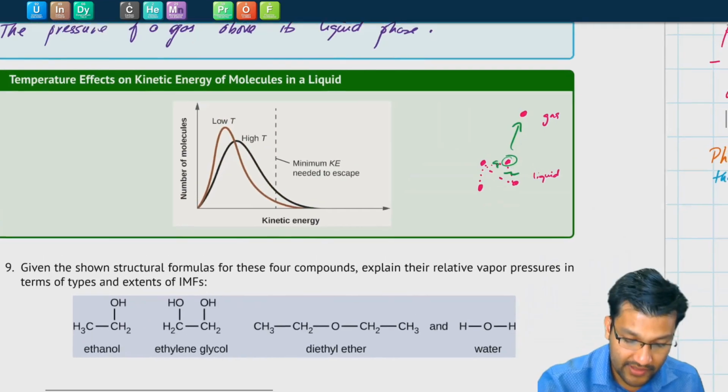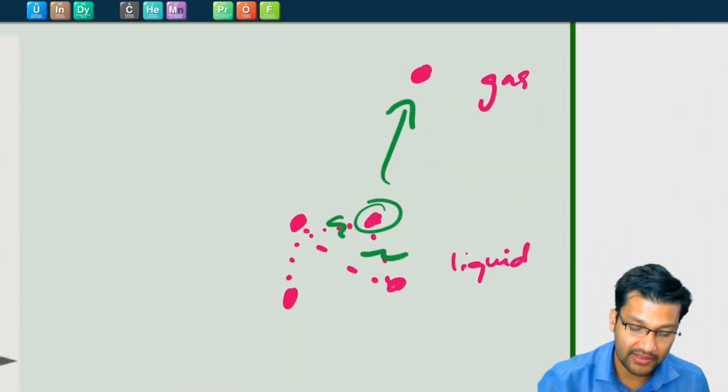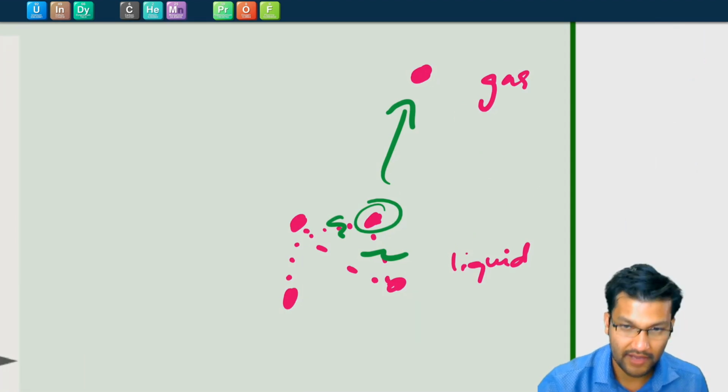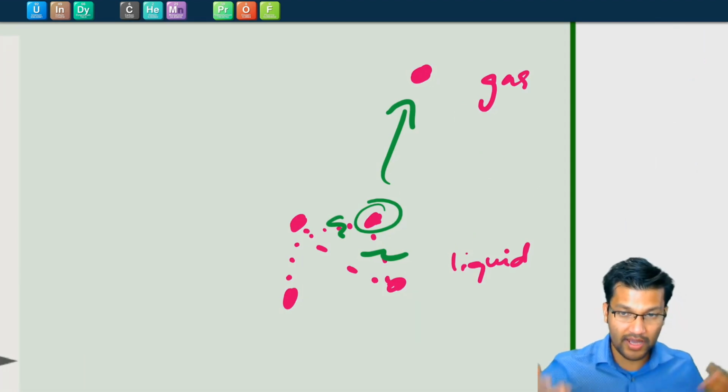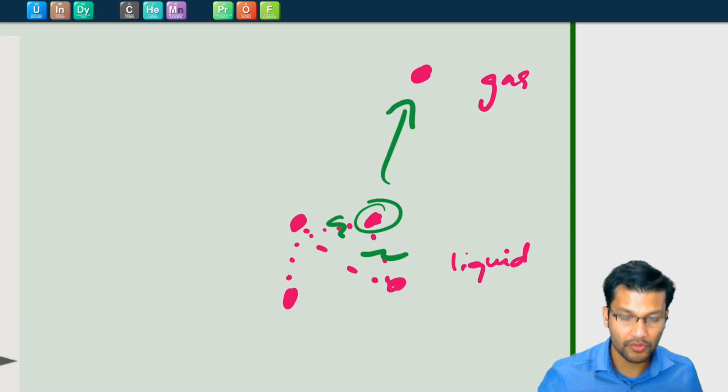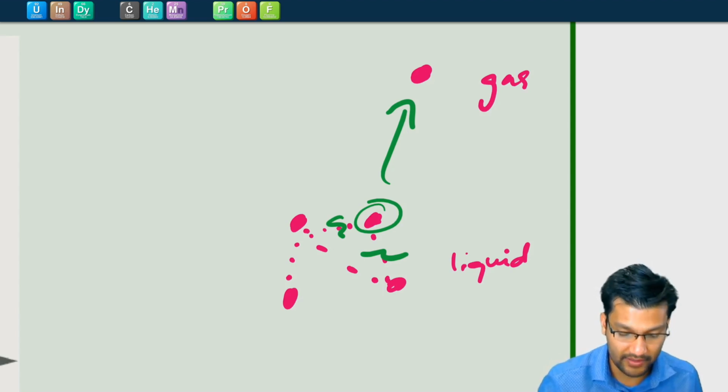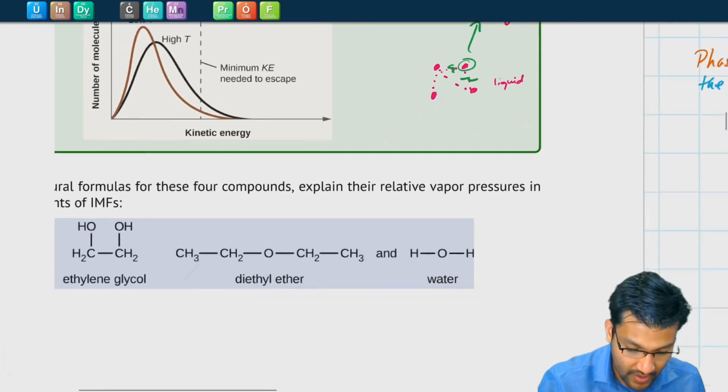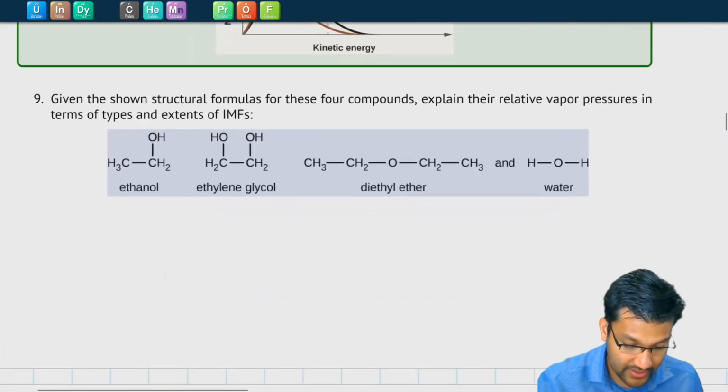Okay, and so the amount of energy that they need, though, to break free is dependent on the intermolecular forces. If the forces are stronger, you need more energy to break free, and so your vapor pressure will be lower because not enough molecules have the temperature to break free. So with that, let's look at number 9.